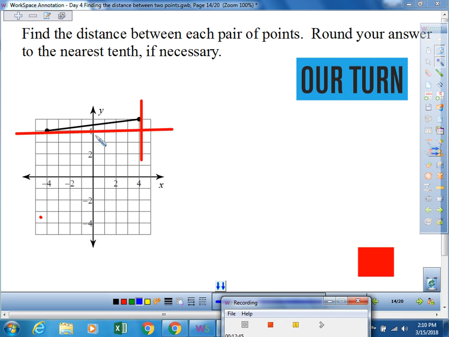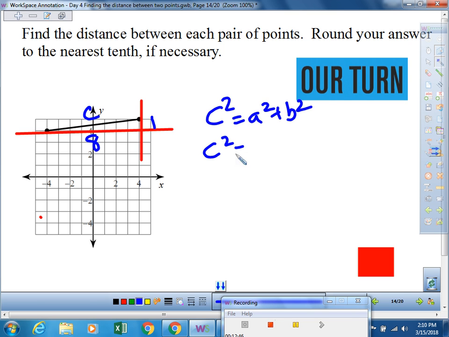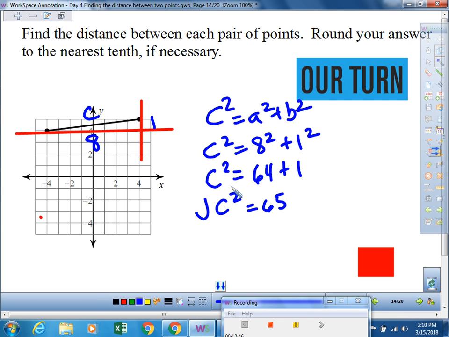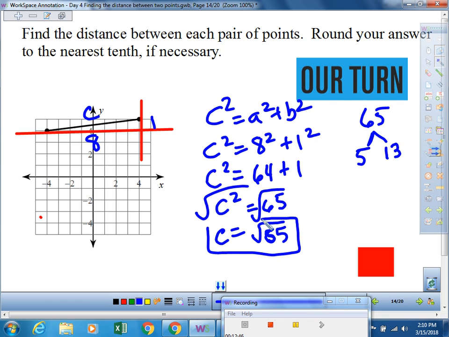What is A? 8 and 1. C squared equals A squared plus B squared. C squared equals 8 squared plus 1 squared. We have 64 plus 1. C squared equals 65. Take the square root. Can I factor 65? 5 times 13. So, square root of 65. C equals square root of 65.